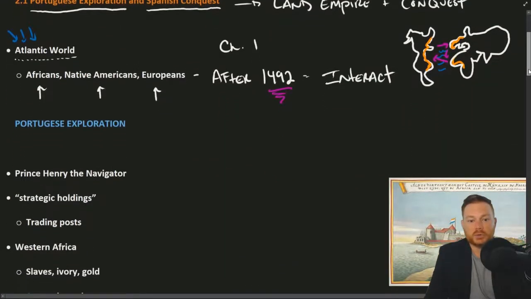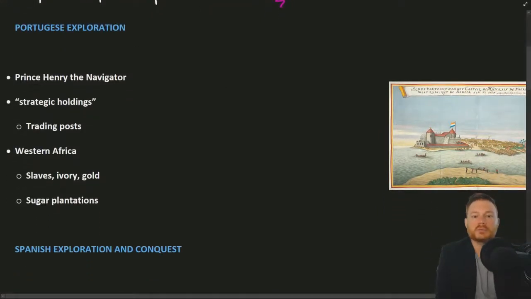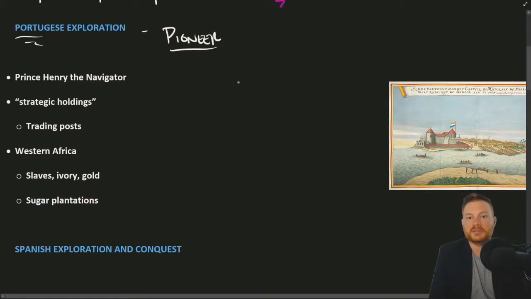So let's first focus on the Portuguese. If we recall from last section, the Portuguese were what we called the pioneers of the Age of Exploration, meaning that they were the first European country to really dedicate a lot of resources and effort to overseas expansion. Prince Henry the Navigator, who was influential in Portugal, just go ahead and make a note that he is from Portugal, helped to establish a navigation school, amongst other things, that eventually fed into Portuguese overseas exploration.